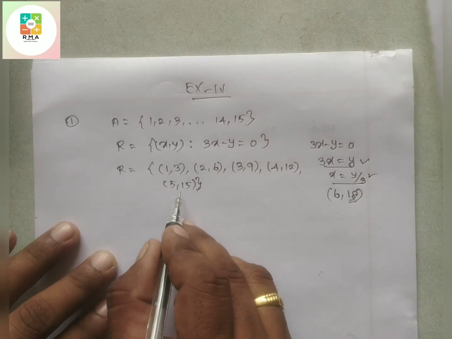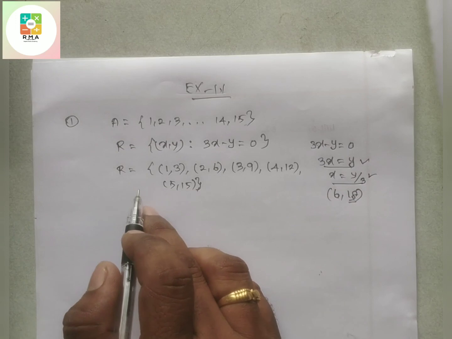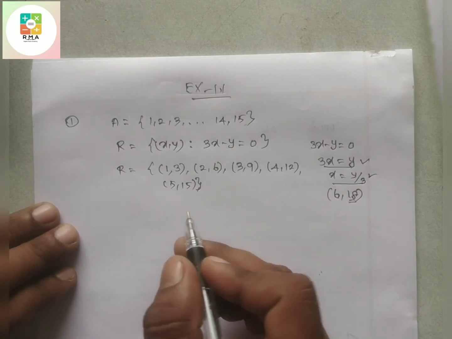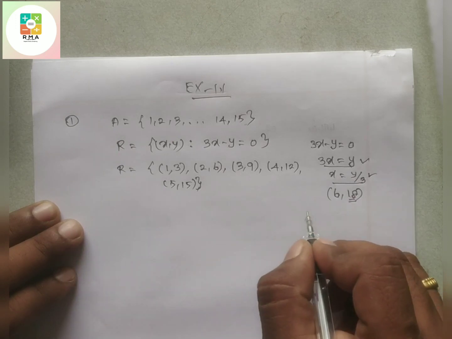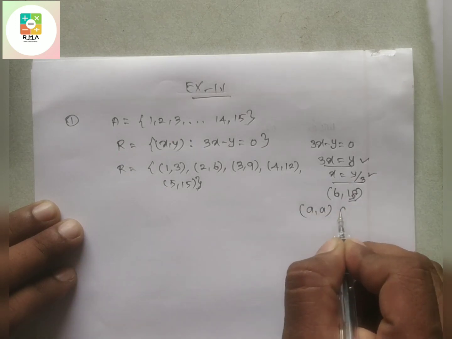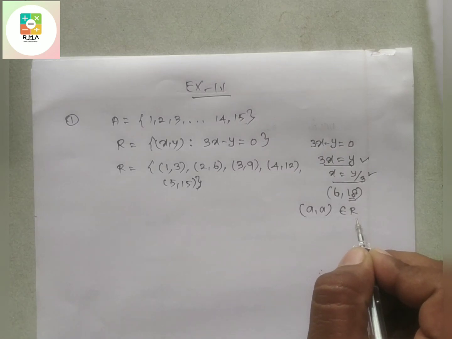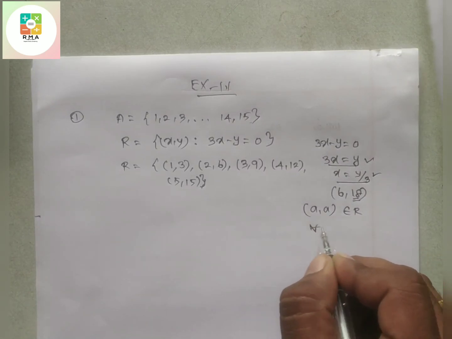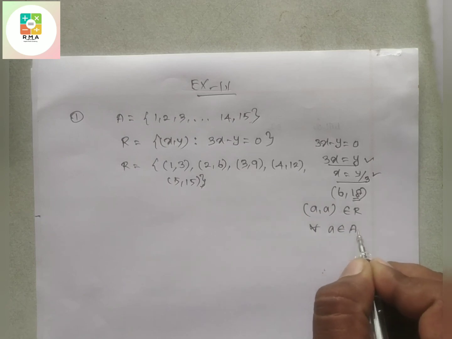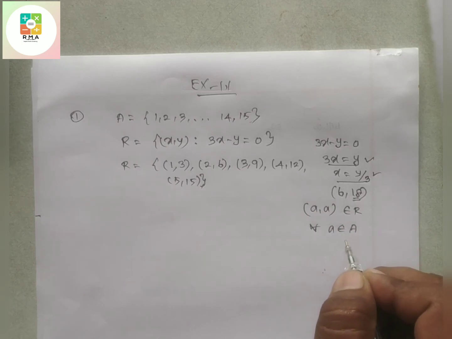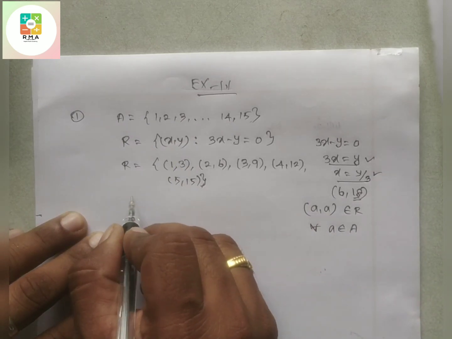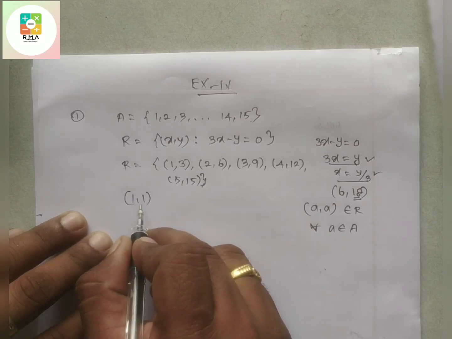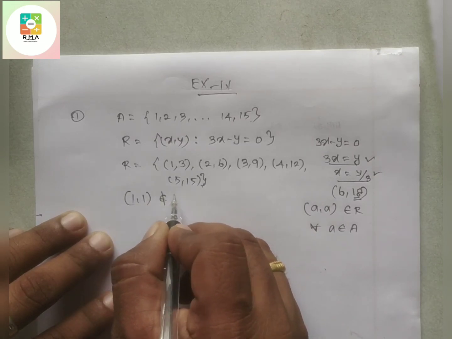Now I am going to check whether this relation is reflexive, symmetric and transitive or not. So how to check that? What is the definition of reflexive? (a, a) belongs to R for all a belongs to the set A. This is the definition of reflexive. Clear? So now we will check (a, a). If I am taking (1, 1), I can clearly say that (1, 1) does not belong to the relation.